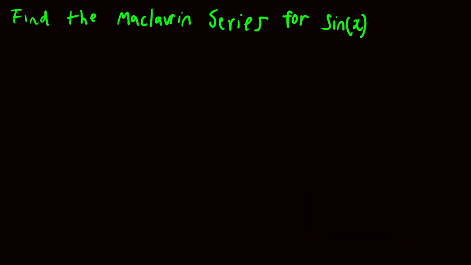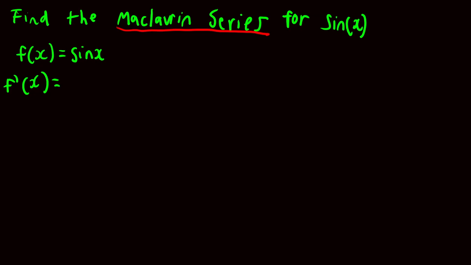Find the Maclaurin series for sine of x. Okay, well, same thing. What I like to do is just write down my first function that they gave us. Then we're just going to take a couple derivatives. So f prime of x is just cosine x, right? The derivative of sine is cosine. F double prime of x is what? Negative sine of x.